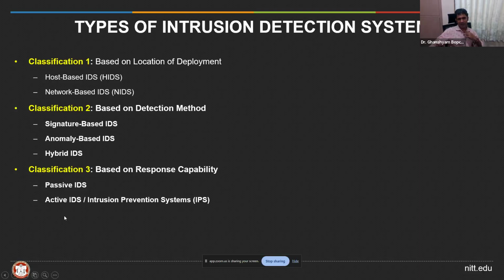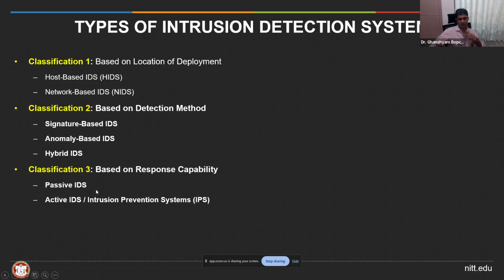There is another category of IDS called active IDS, which is basically called a prevention system. So passive IDS is a detection system. It will simply detect the attack and alert the security administrator, but it won't do any action against the attack. That's why there is active IDS, also called an intrusion prevention system.